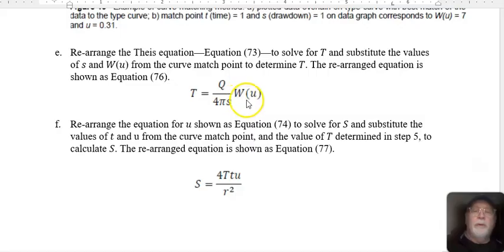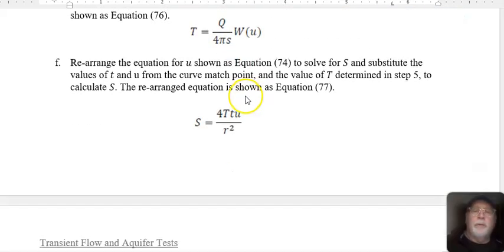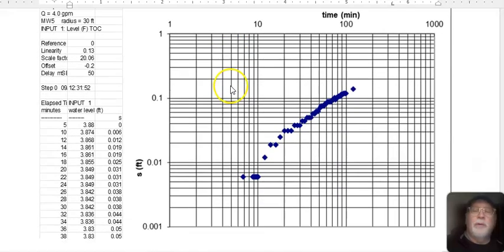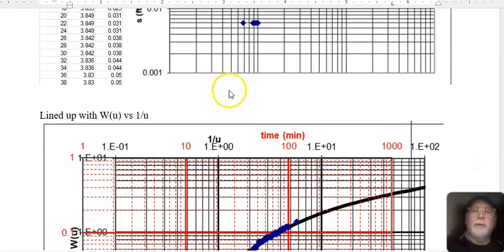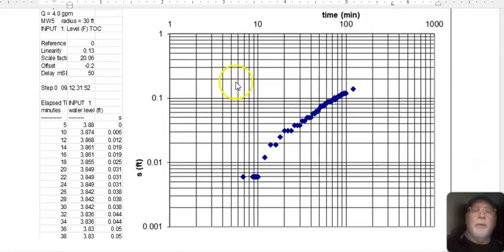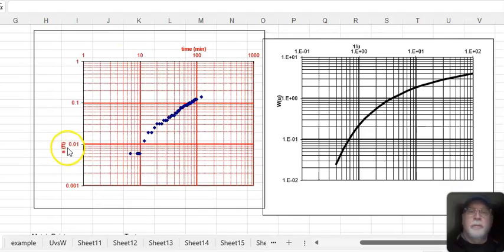And then to calculate the storativity, we also use our points. Now that we have our T, we plug our T down into here. We have our T off of our graph. We have our measured r squared, our U off of our graph, and then that calculates the storativity. So let me do a little example here. I actually have this. I'll pull up the Excel I have for this.